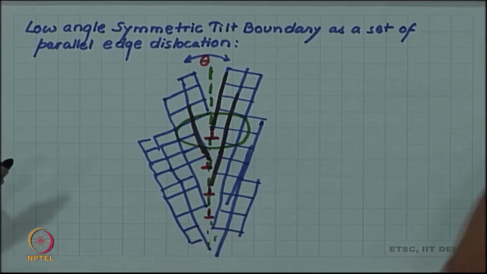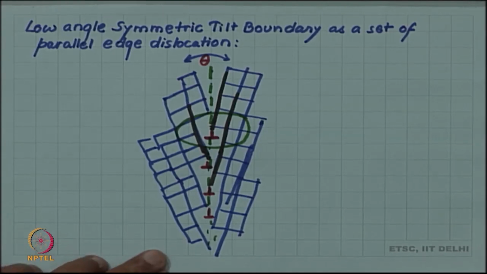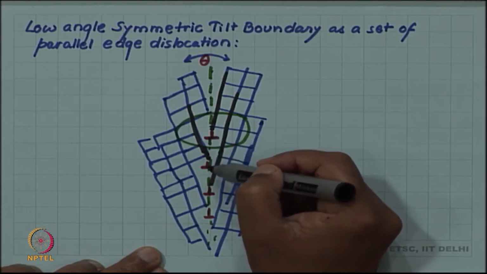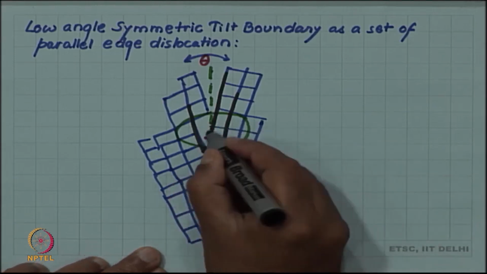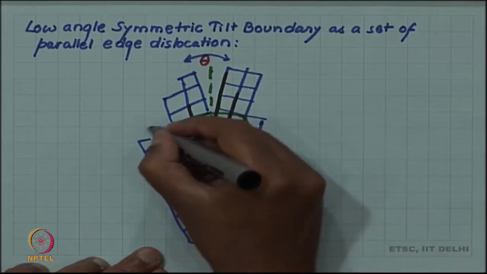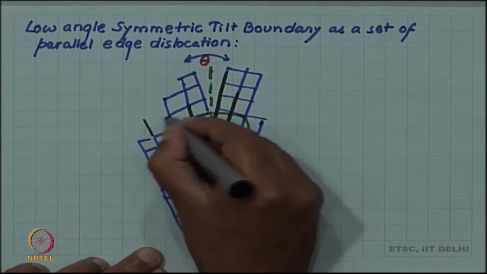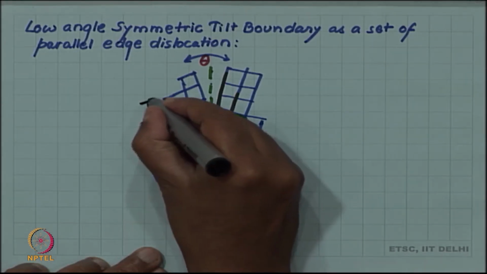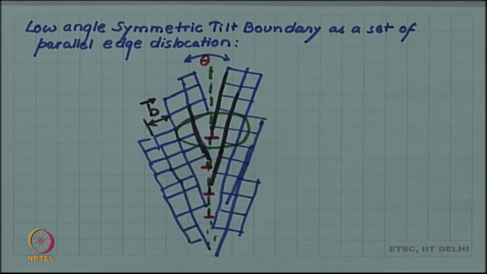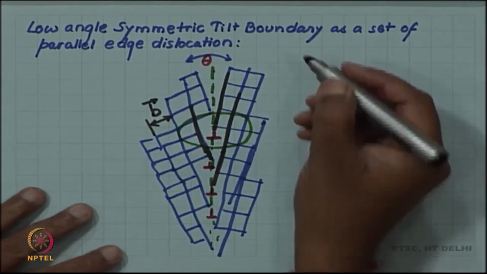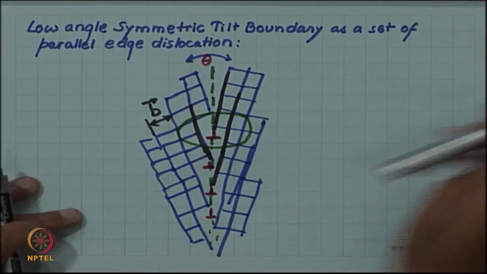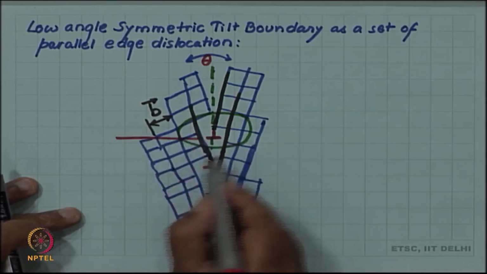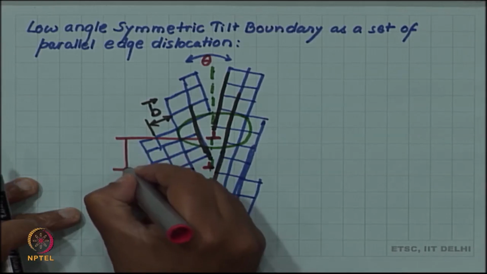Now, a relationship can be found by relating the spacing of the dislocation lines with the Burgers vector of these dislocations. The Burgers vector of these dislocations will be this interplanar spacing, and that is b, and let us call the spacing between the dislocation lines D.